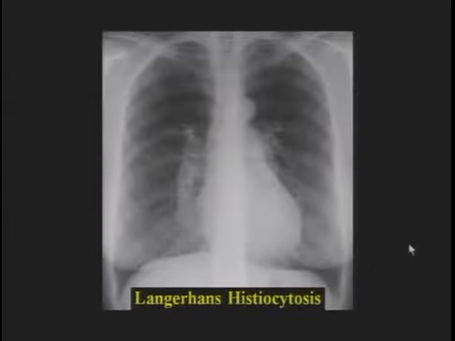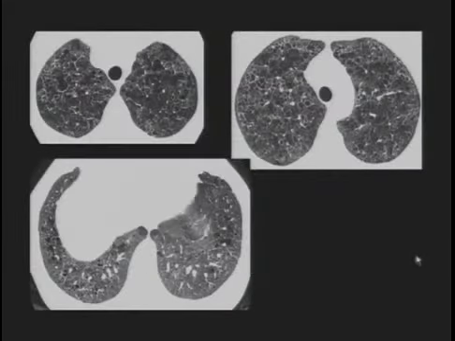Here's another patient, Langerhans histiocytosis. Notice on a plain film we're seeing some upper lobe lucency. The pulmonary hila are large because this person has pulmonary hypertension associated with this. These are the CT scans. You can see cysts being irregular in shape and larger in the upper lobes than at the lung bases, although the bases are also involved.